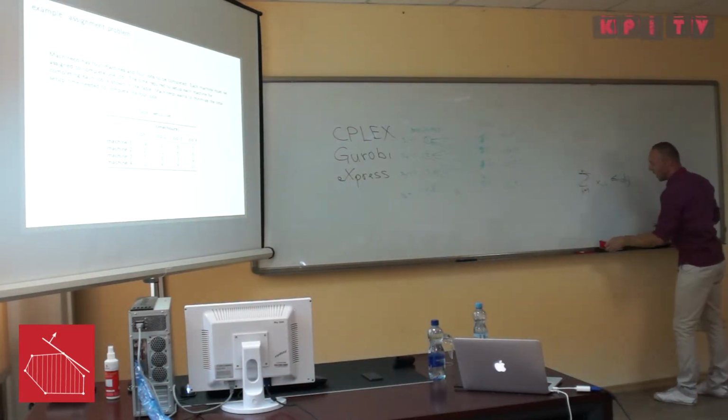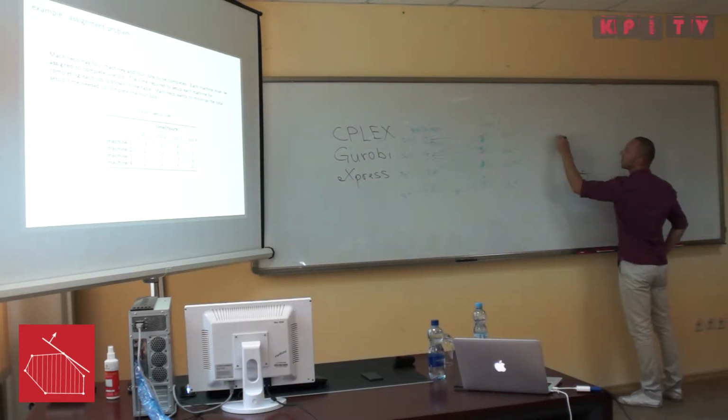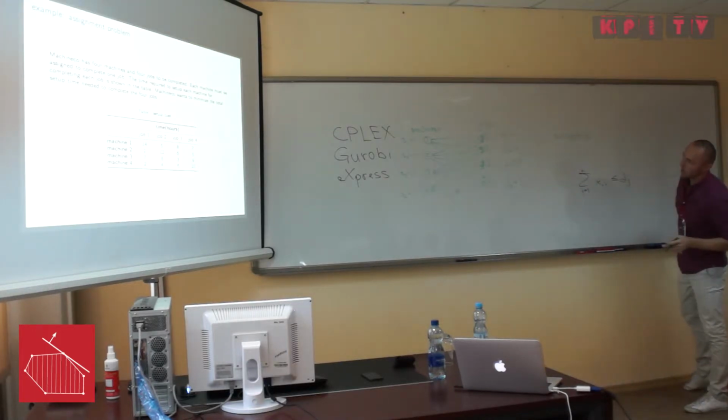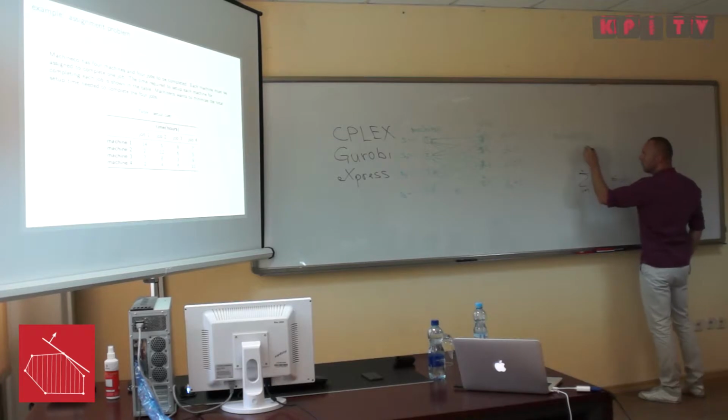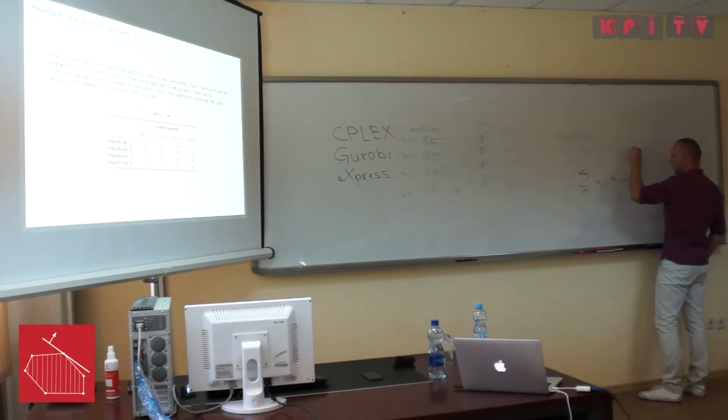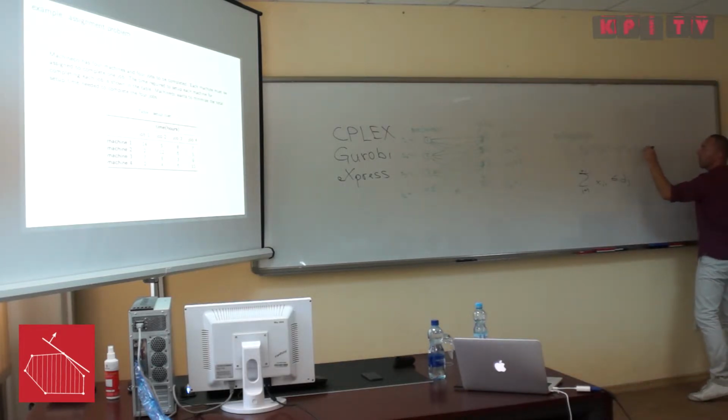Let me do one constraint completely. So I'll say subject to, and my first constraint is the constraint for machine 1. It's going to be x11 plus x12 plus x13 plus x14. It has to be equal to 1.